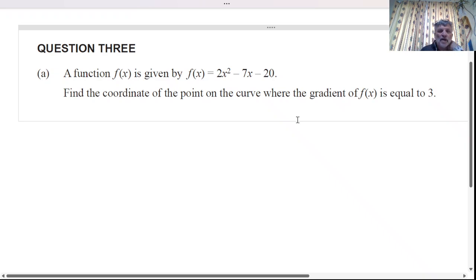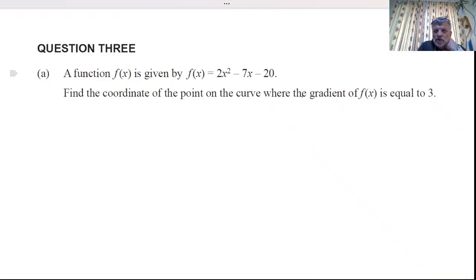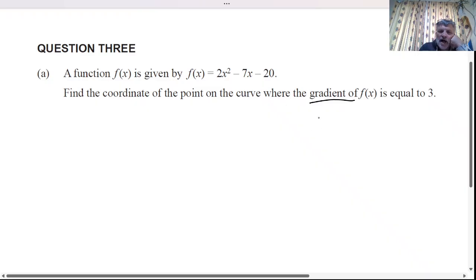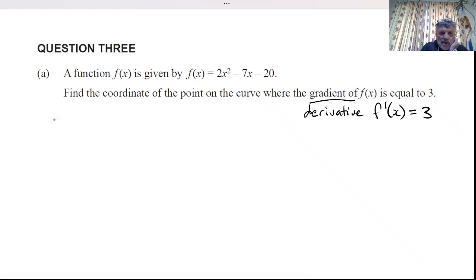Here's question 3. A function f of x is given by this quadratic, 2x squared minus 7x minus 20. Find the coordinate of the point on the curve where the gradient of f of x is equal to 3. We've already looked at these. When a question asks for the gradient, it's basically telling us to look at the derivative. So this question really says, where is f prime of x, the derivative of this function, equal to 3? So that's the problem we need to solve.